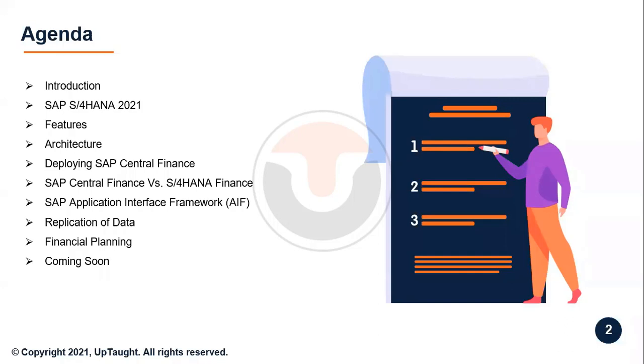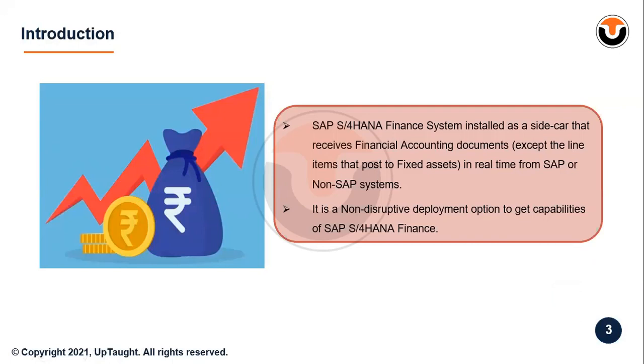Then there is something known as the replication of data, because if data needs to be passed from multiple systems, you need to think about the replication of data, which I will go through. So there are a few topics that we will be covering. Let's start with the first one. This talks about central finance, where the S4 HANA central finance system was installed as a sidecar.